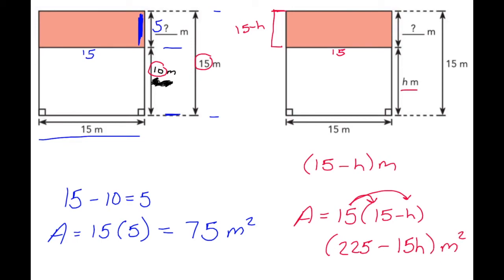So a good method to use when you're trying to find missing dimensions or area of geometric shapes that you don't have all of the numbers for. When you're given variables, just scribble out that variable, put in a number, try and do it with a number, and then follow everything else. So what we did here was we replaced this 10 with that h the first time around, and then we replaced the length of 5 with the length that we found of 15 minus h.